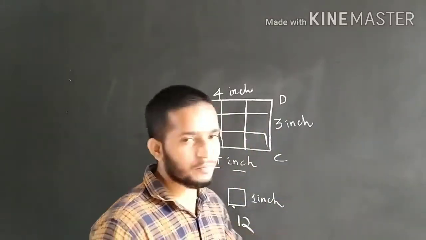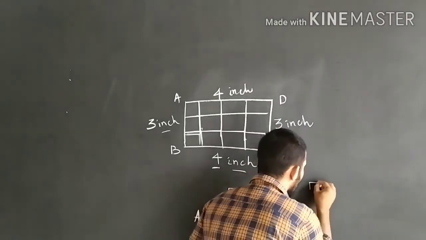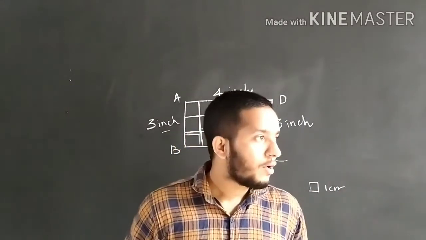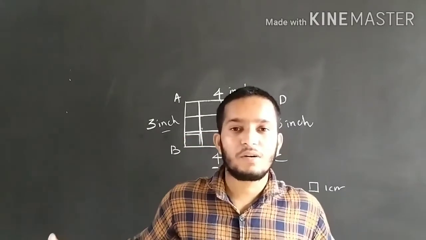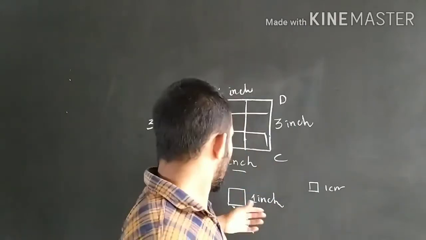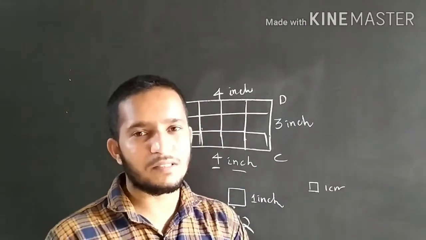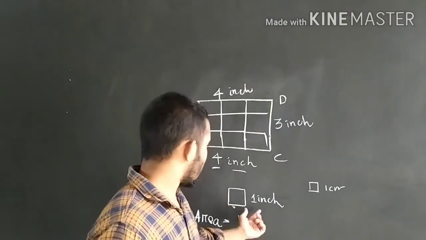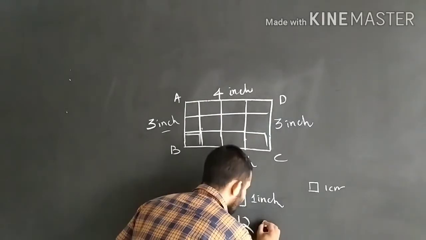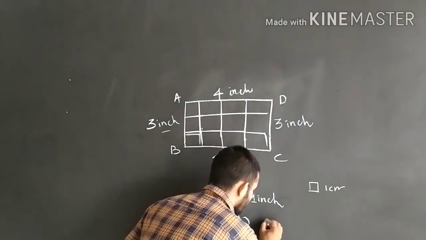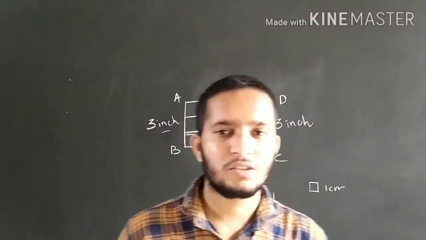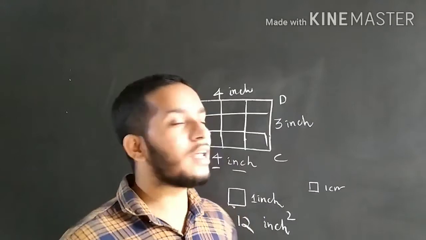We can make this box of 1 inch, and we can make smaller boxes of 1 cm, and we can also make boxes of 1 meter. So here the question is, what type of boxes are there of 12 numbers? You know the boxes are of inch, so here we will write 12 inch square. This is 12 squares of 1 inch, and there are 12 number of squares.